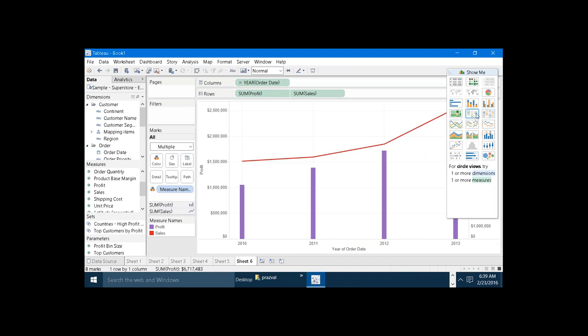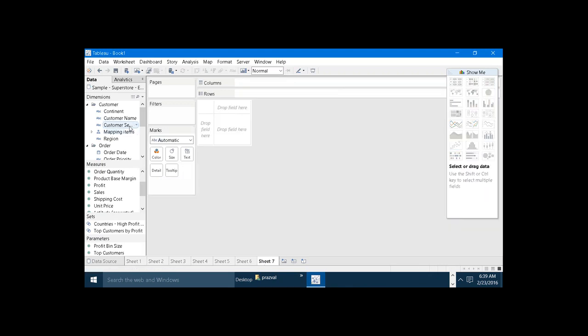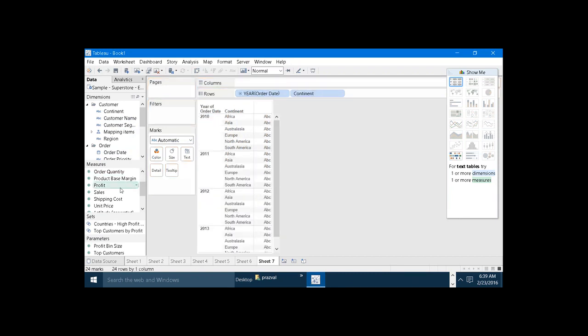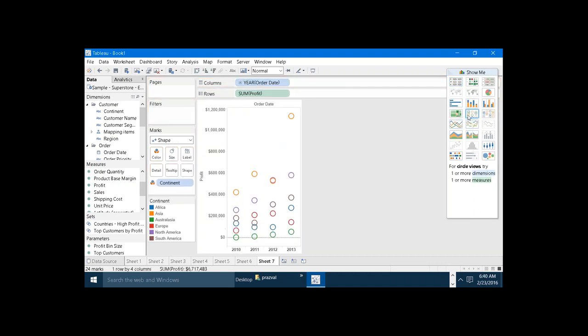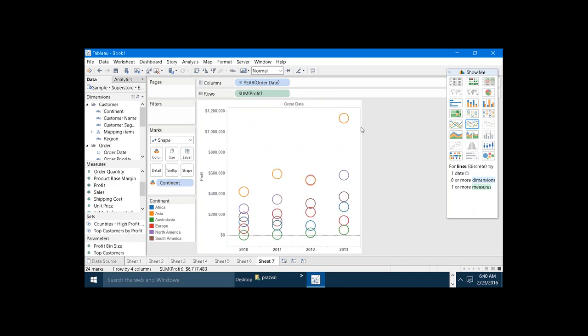So in circle we have again two types, circle views and side by side circles. If you want to take multiple categories and compare them, then we have to go for this circle chart. So I'm taking year and component, and I'm taking profit. Click on circle means it is going to show the year-wise circles depending on their profit contribution.